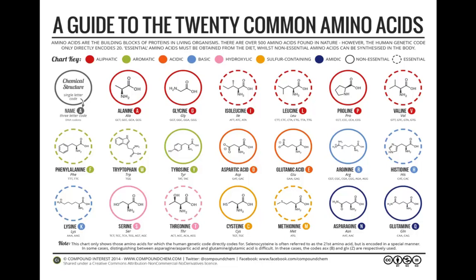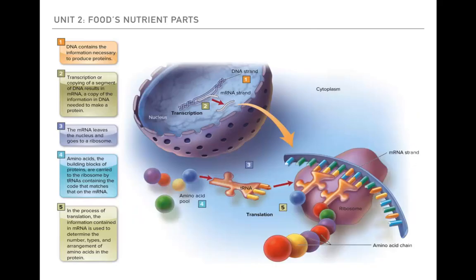Also, notice the dashed rings surrounding 9 of these amino acids. These are the essential amino acids. And just like essential fatty acids, we can't make these ourselves. We need to consume them in our diet.